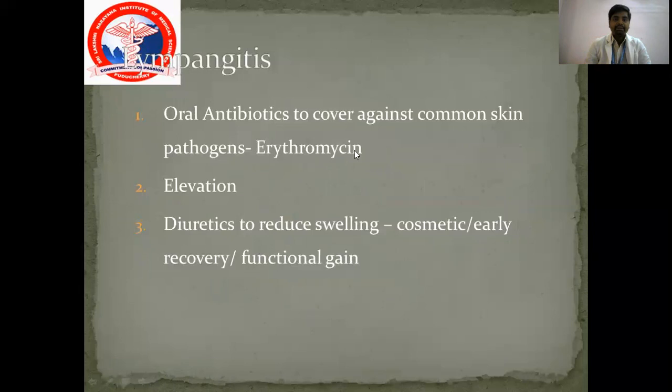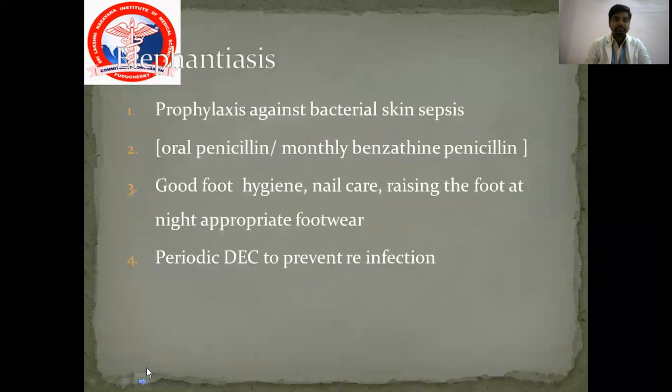Lymphangitis: oral antibiotics to cover against common skin pathogens, erythromycin, elevation, diuretics to reduce the swelling, cosmetics, and functional pain. Elephantiasis: prophylaxis against bacterial skin sepsis, oral penicillin or monthly benzathine penicillin.